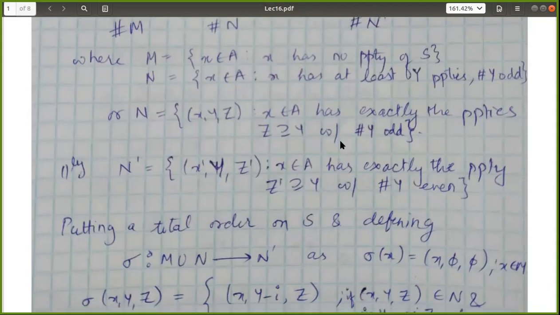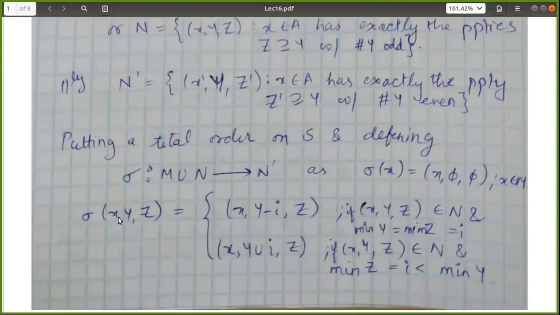Yes. So that is how we define this function on the elements of N. So you start with an element x, y, z of N. So this triple is an element in N. And now you compare their least elements. So since you're dealing with finite sets, I can write as well min. So if min of y happens to be min of z, which is, let's say, I. Okay, so I is some property now, right? Yes.